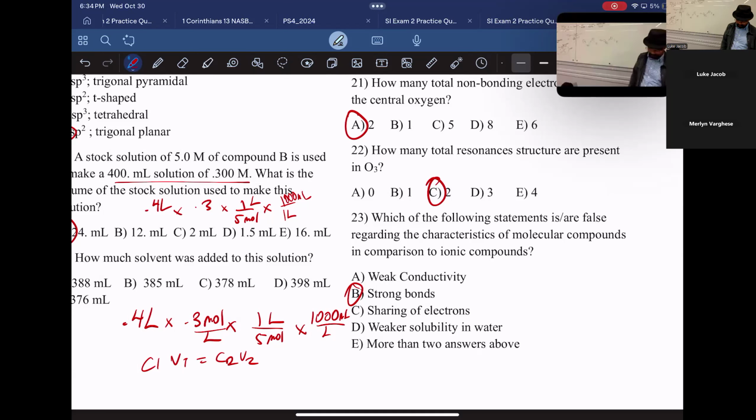Which of the following statements is false regarding the characteristics of molecular compounds in comparison to ionic compounds? I'm asking this because it's probably something you wouldn't focus on while studying, but it's important too. Molecular compounds have weaker bonds, while ionic bonds involve a direct transfer of electrons. Molecular compounds are sharing, so they're weaker. So B would be the false statement.